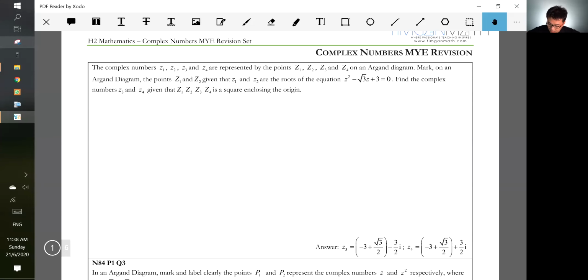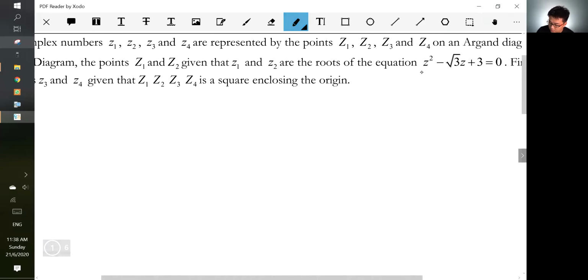Now, these complex numbers Z1, Z2, Z3, Z4 are represented by points on an Argand diagram. Mark on the Argand diagram the points Z1, Z2, given that Z1, Z2 are roots of the equation Z squared. The first part is to find the root. You should know how to find this.